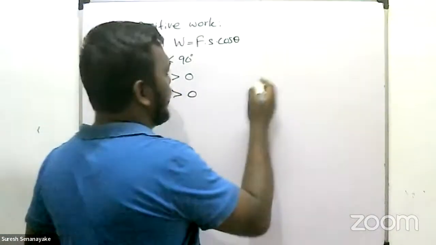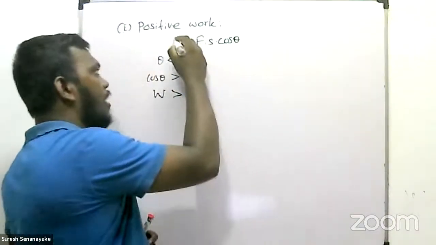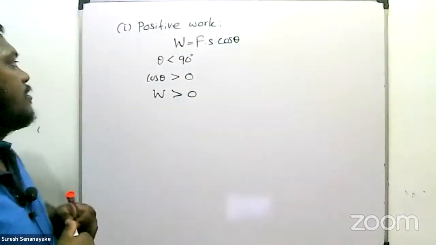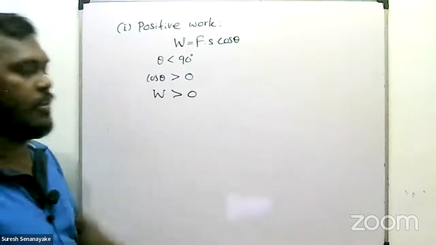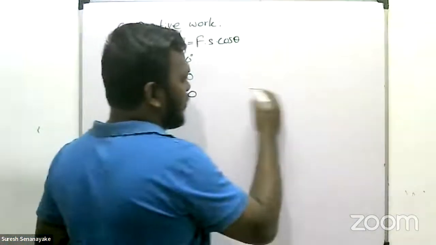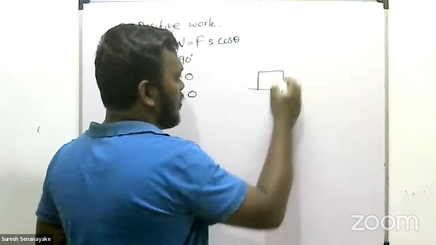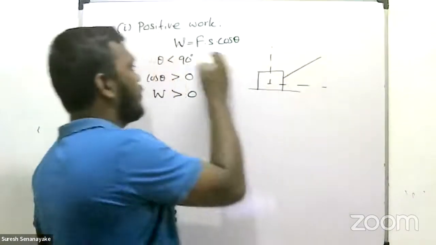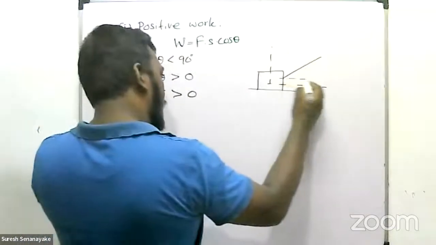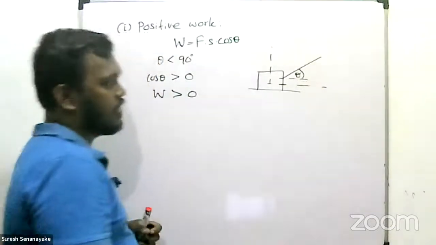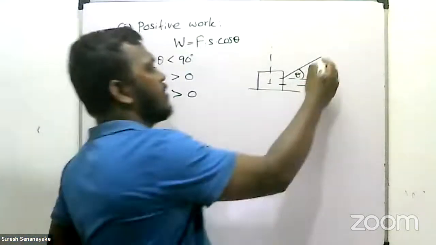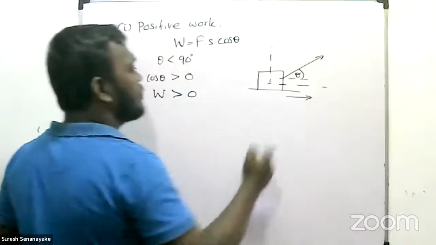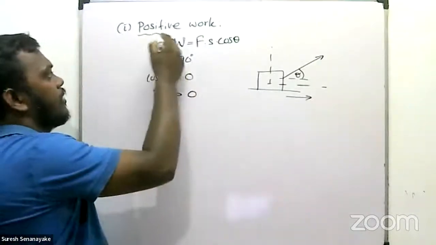Here, in many practical situations, the force acts along the direction of the displacement. The angle is just within this range, between 0 and 90 degrees. In those cases, we can consider the displacement is in this direction, right? So we can say it's positive work.